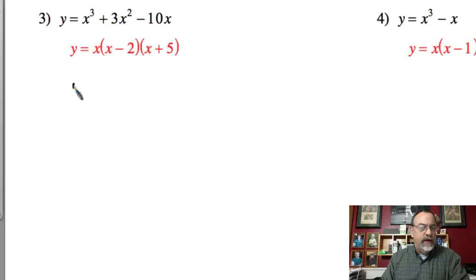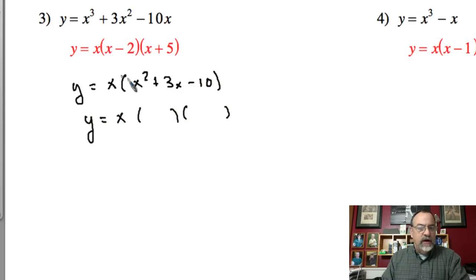For number 3, again, these are all going to be very similar in that they're all going to have an x, which is easily factored out. So we're going to take out that x, leaving me this quadratic inside. Again, with all of these quadratics, I have a coefficient of 1, so I know this is going to be x and x. So I need factors of negative 10 that add up to 3.